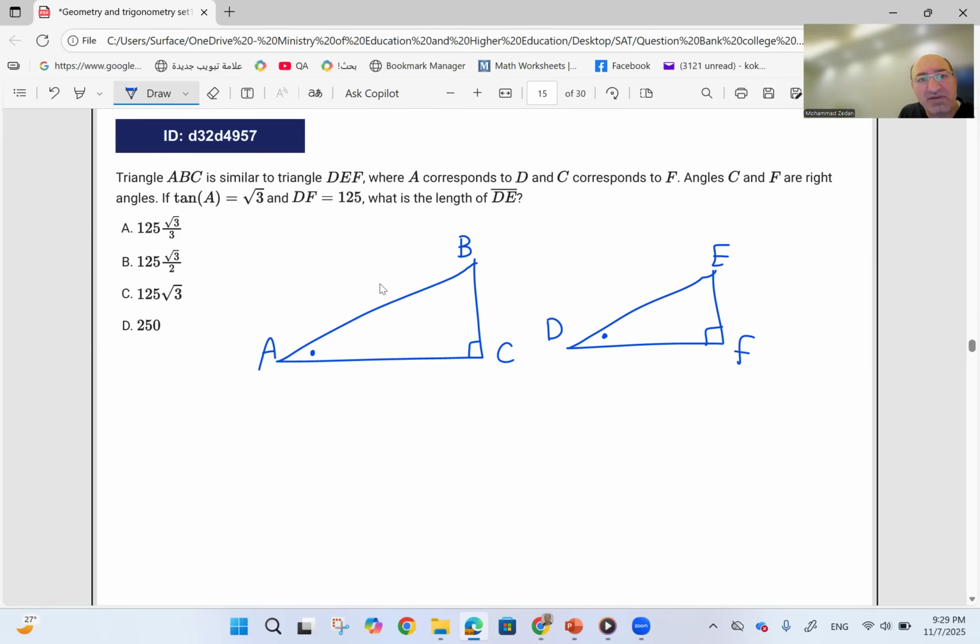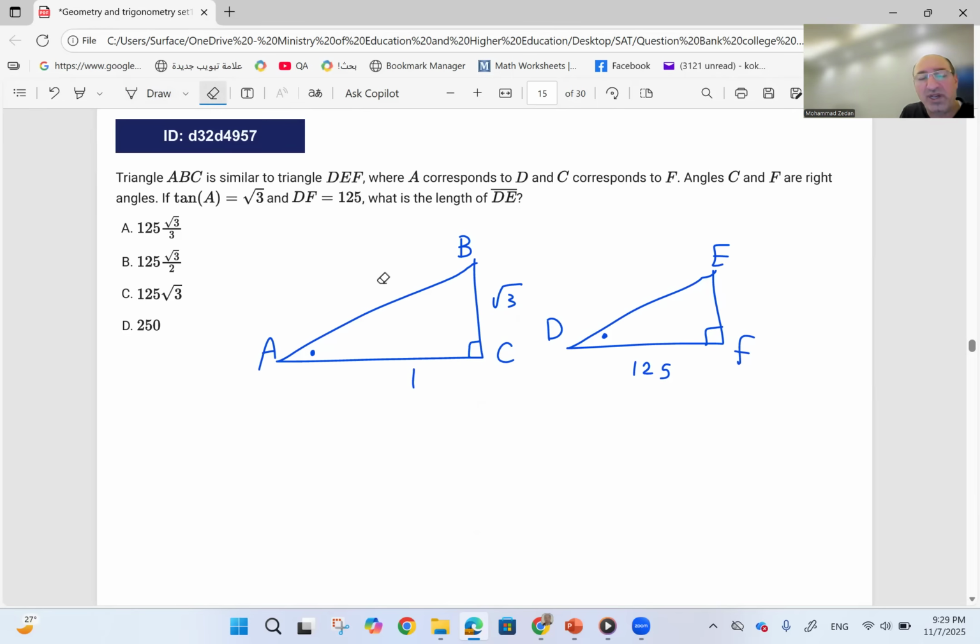Tan A is radical 3, which means radical 3 over 1. DF is 125. What is the length of DE? First of all, to find the length of DE, where is DE? Wait, I'm sorry, DF is 125, not DE. It asks you about DE. To solve this question, you have a tangent.